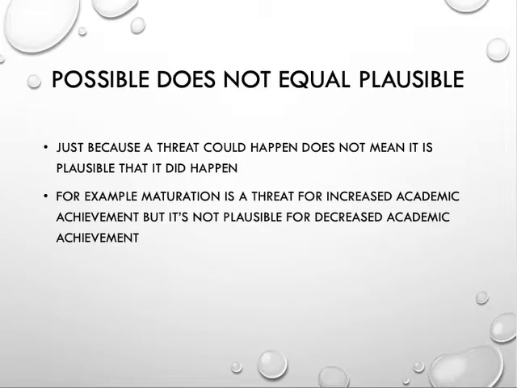However, possible does not always equal plausible. Just because a threat could happen does not mean it is plausible that it did happen. For example, maturation is a threat for increased academic achievement, but it's not plausible for decreased academic achievement.